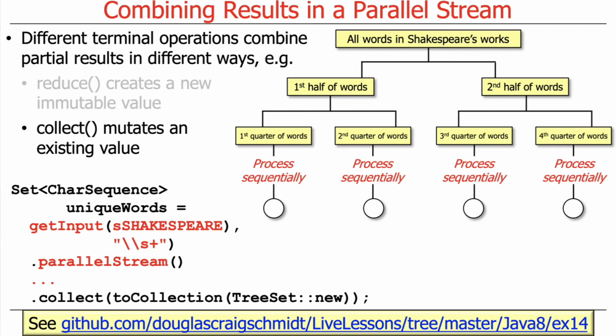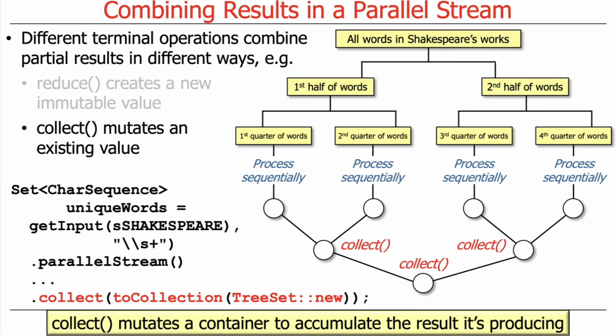And the way this is going to work is we're going to use something called a tree set. As you probably recall from earlier discussions, a tree set is going to guarantee unique values. So a tree set will have only one of every word. So what we're basically trying to do, as you can see here, is get the unique words of Shakespeare.